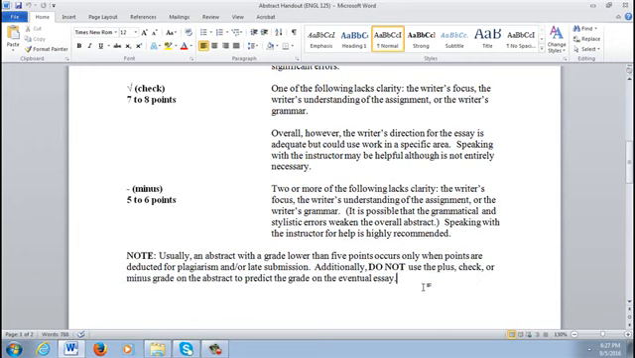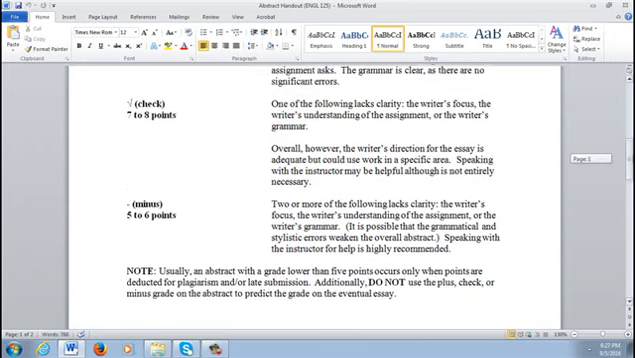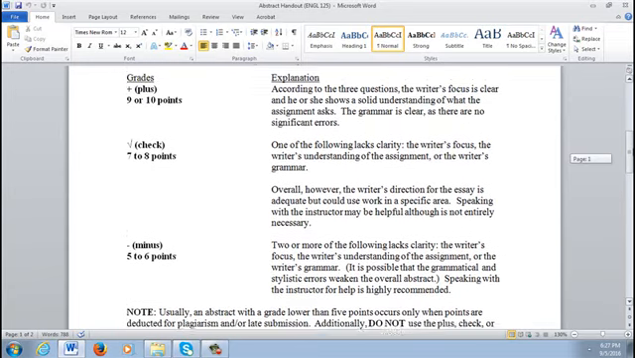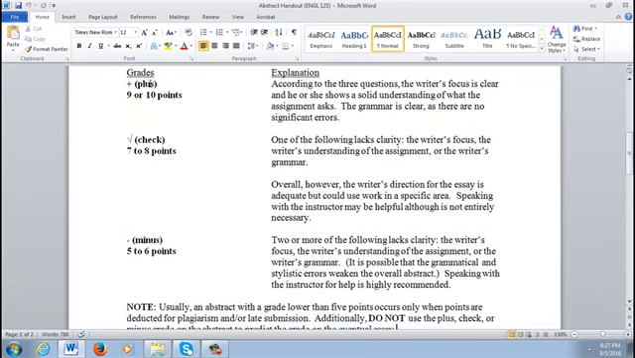That way you can get some feedback prior to submitting the essay on what it is you need to focus on, so that you'd be able to earn the better grade. And so what I mean by that is basically I've had students who have earned minuses on their abstracts, but they end up earning A's on the essay.